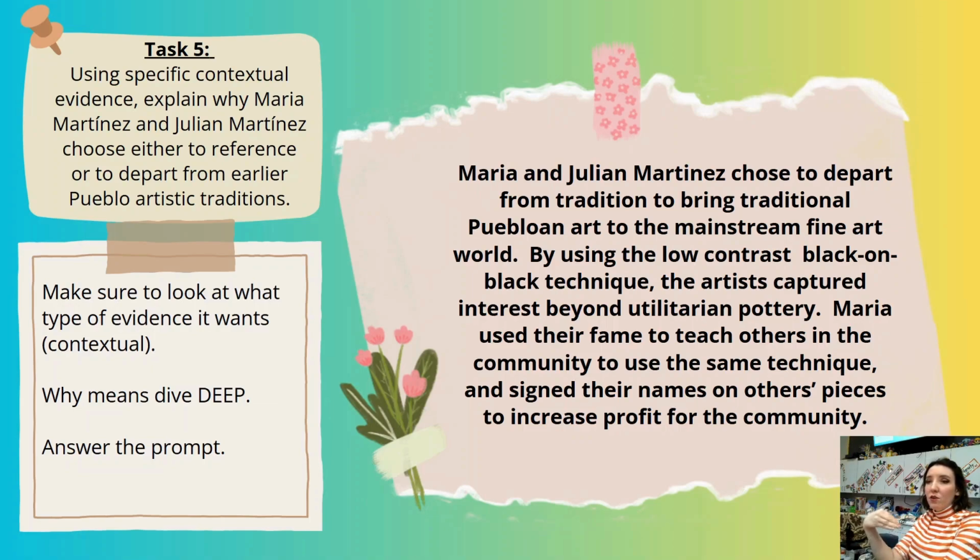So I wrote Maria and Julian Martinez chose to depart from tradition to bring traditional Puebloan art to the mainstream fine art world by using, so I explain it as a concept, now I'm backing it up with the contextual evidence. By using the low contrast black on black technique, the artist captured interest beyond utilitarian pottery. Now I knew that was too visual, so I shifted. Maria used their fame to teach others in the community to use the same technique and signed their names on others' pieces to increase profit for the community.